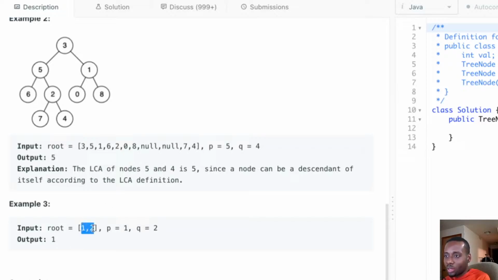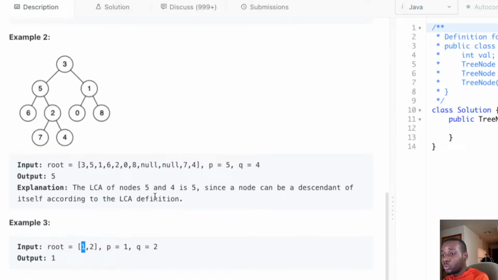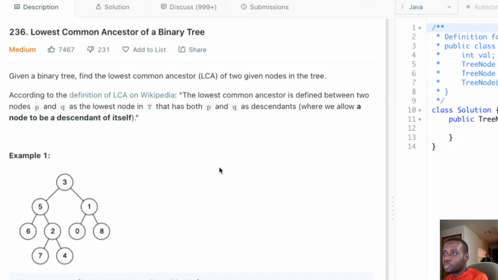So we have this tree, 1 and 2. The lowest common ancestor is going to be 1, pretty much the root, guys. Pretty much the same case as the second example, where a node is allowed to be a descendant of itself. It also says we're guaranteed that the two nodes are going to be in there, so we don't even have to worry about the case where they're not. That's what's really good about this problem, guys.